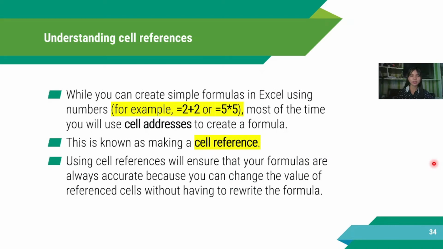Let's proceed to understanding cell references. While you can create simple formulas in Excel using numbers, for example, equal sign 2 plus 2 or 5 times 5, most of the time you will use the cell addresses to create a formula. This is known as cell reference, or ang address sa cell. Using cell references, you will ensure that your formulas are always accurate, because you can change the value of the reference cells without having to rewrite the formula.